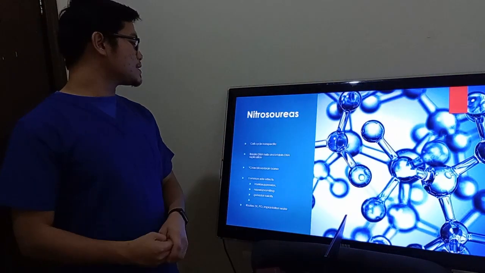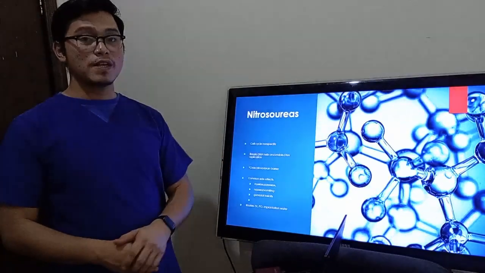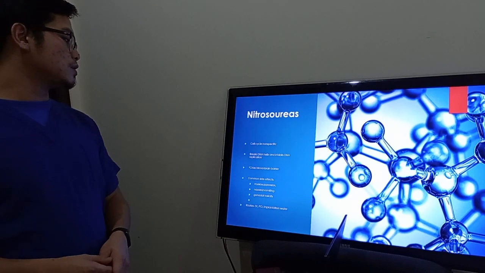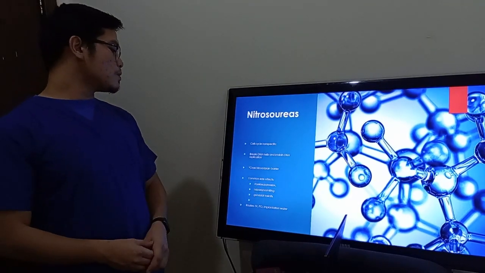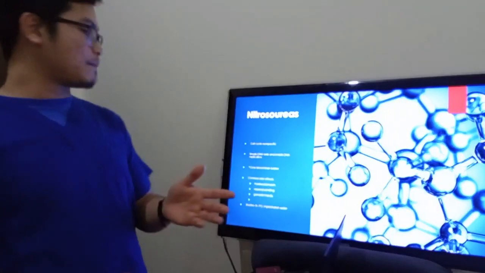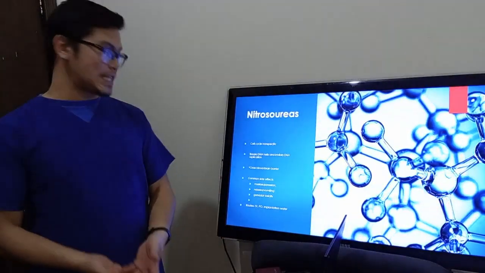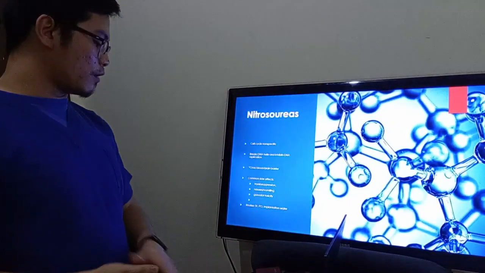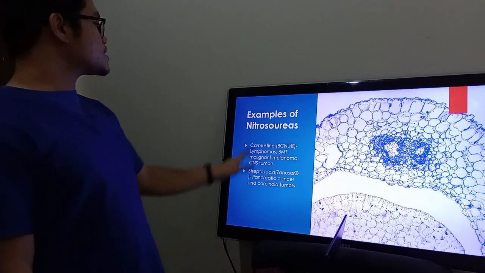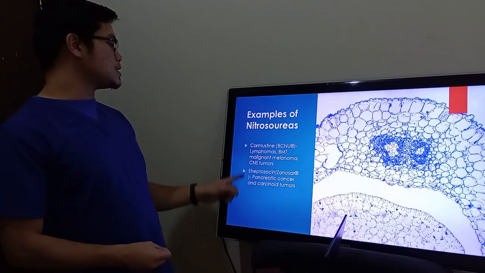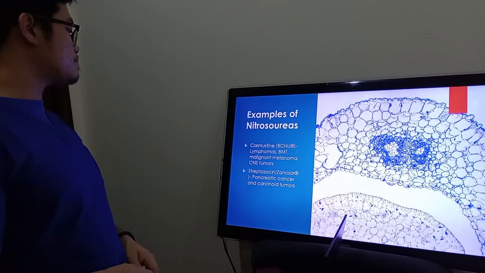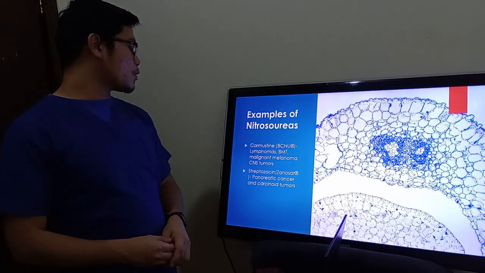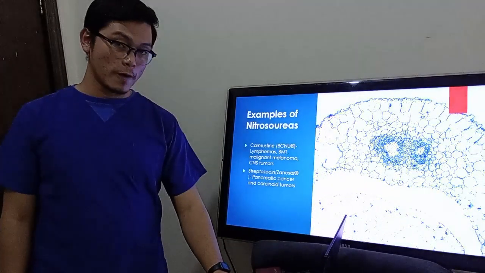We have nitrosoureas. They are cell cycle non-specific. The target: breaks the DNA helix and inhibits DNA replication. They can cross the blood-brain barrier. Common side effects are myelosuppression, nausea and vomiting, and gonadal toxicity. The route can be intravenous, oral, or implantation wafer also. Examples of nitrosoureas are carmustine, for patients with lymphomas, BMT, malignant melanoma, and CNS tumor, and streptozocin, for pancreatic cancer and carcinoid tumor.